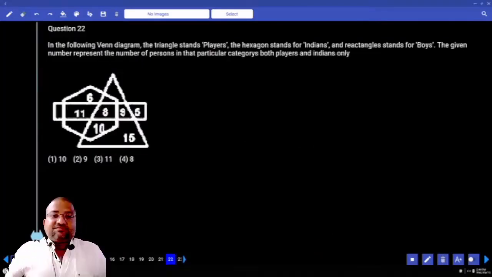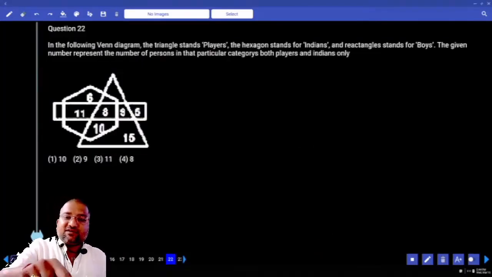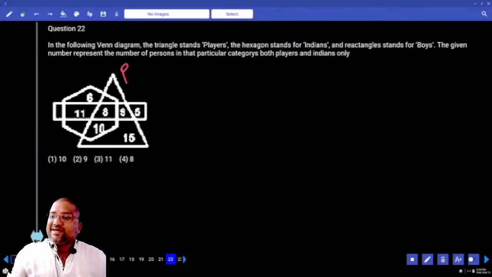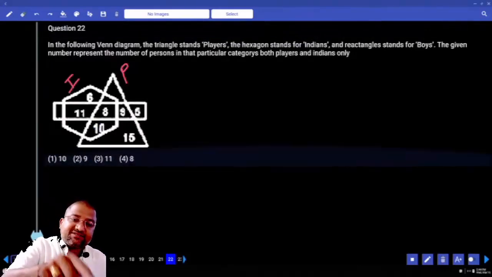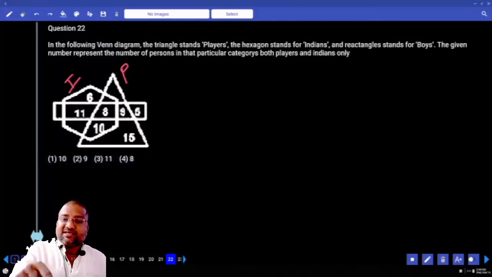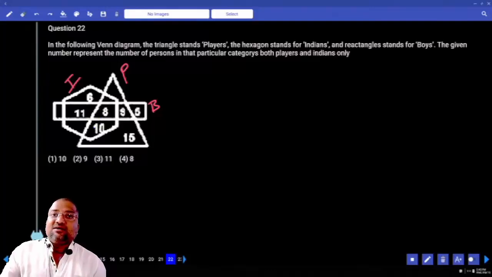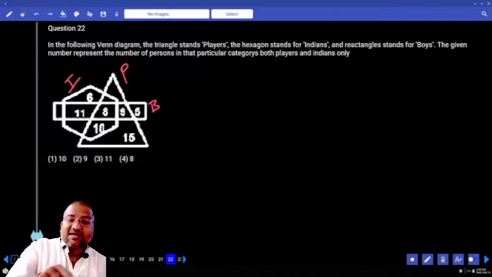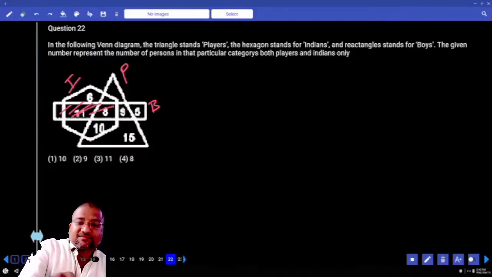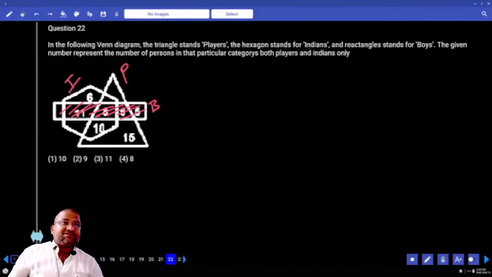22. Venn diagram: the triangle stands for players, the hexagon stands for Indians, and the rectangle stands for boys. The given number represents the number of persons in that particular category, both players and Indians only. Be careful. Players and Indians only. So you don't want boys. Remove boys. Close the boys with your finger. Automatically you will come to know Indians and players. What's the answer? 10.